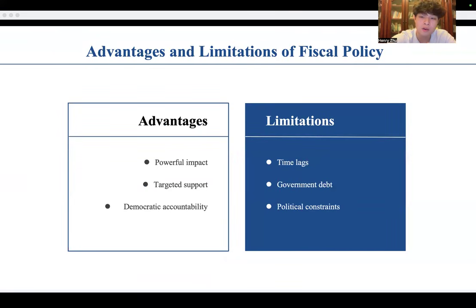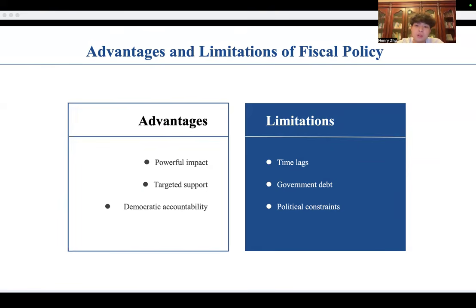Now, so how effective is fiscal policy? One major advantage is that it can have a powerful impact on the economy. Governments can also target support towards specific industries, regions, or households. And because governments are elected, fiscal decisions are often subject to democratic accountability.